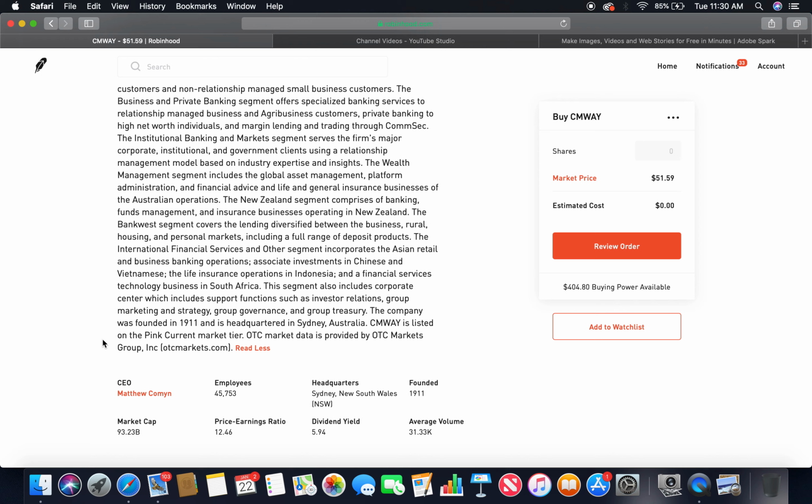CMWAY is listed on the Pink Current Market Tier. OTC market data is provided by OTC Markets Group Incorporated, otcmarkets.com. The current CEO is Matthew Comyn. Employees, 45,753. Headquarters, Sydney, Australia. Founded in 1911, been around. Market cap, $93.23 billion. Dividend yield, 5.94%. Wow.